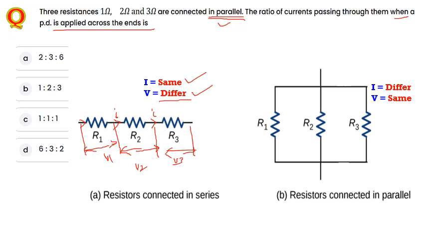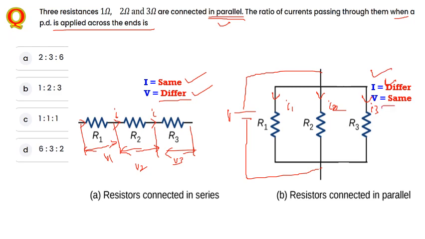But if the resistors are connected in parallel, the currents we can mention as I1, I2 and I3. The current differs, but the potential difference is the same, because a battery is connected across all the resistors in parallel. So remember this: when resistors are connected in parallel, the current differs and the potentials are similar. Remember these two points. We are going to find the ratio of the currents, and the potentials are the same.